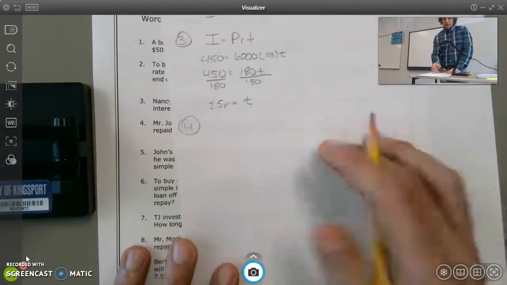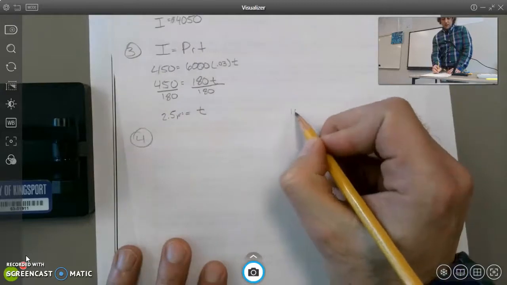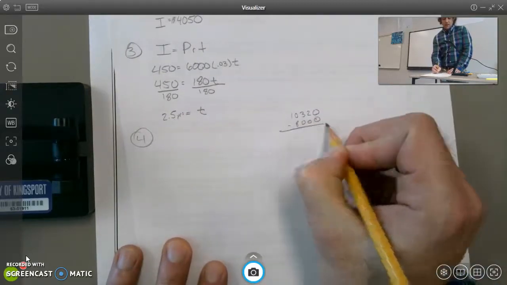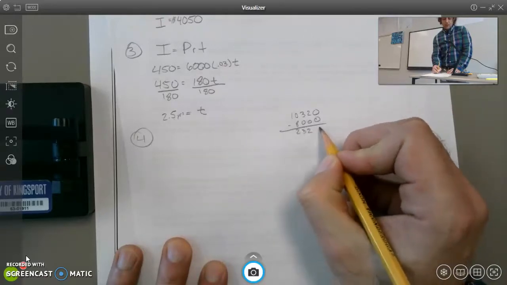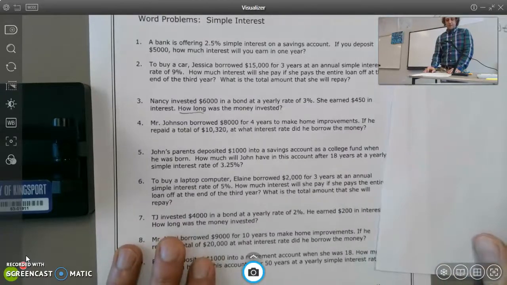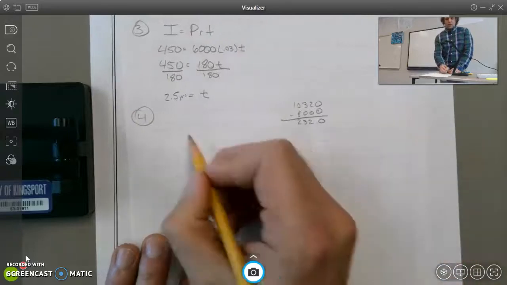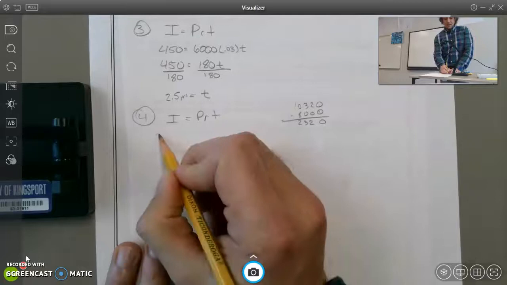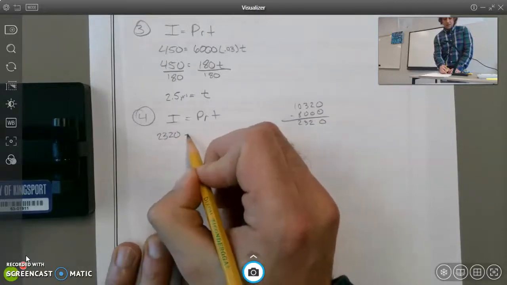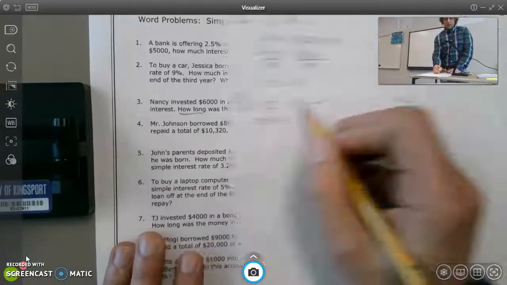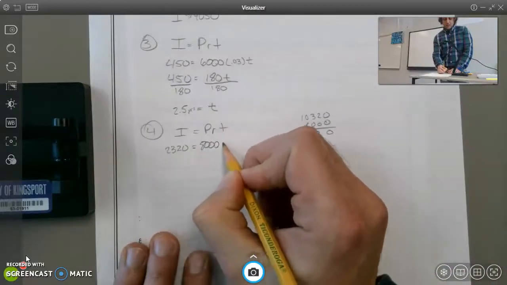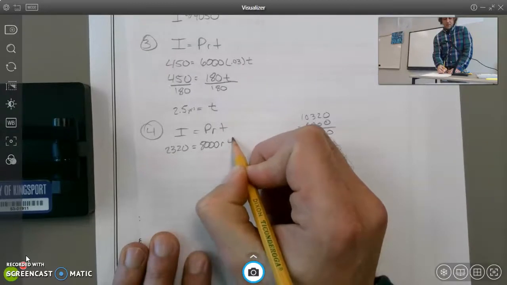So the first thing we would need to figure out is, $10,320. If we subtract the initial $8,000, he paid interest of $2,320. Yeah, that's his interest. So interest equals PRT. Interest is $2,320. Principal was $8,000. The rate we don't know, and the time was 4 years.